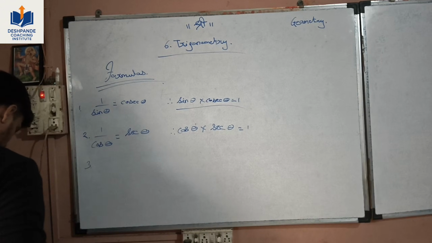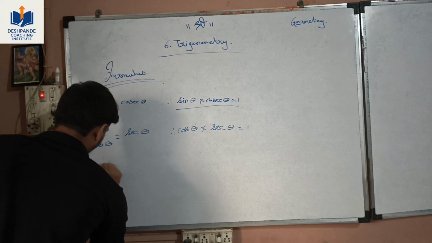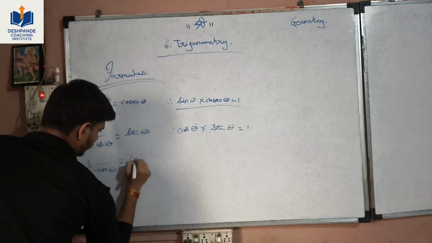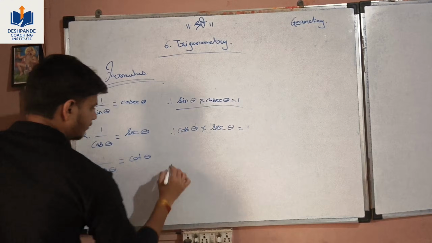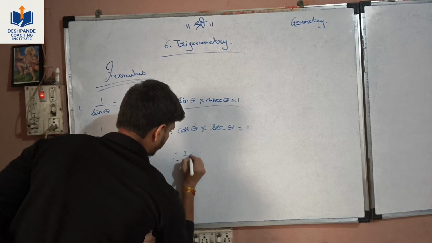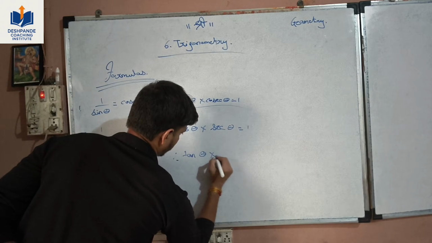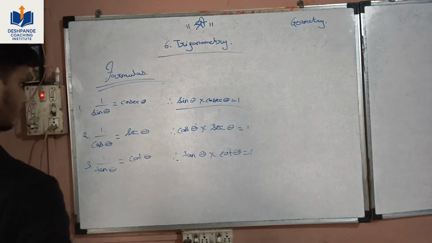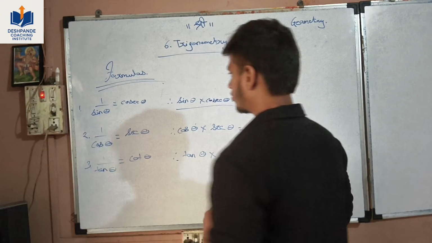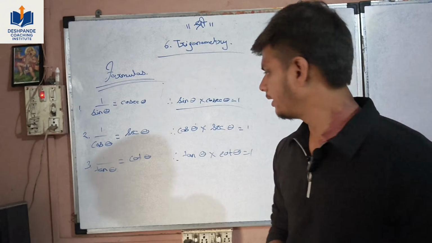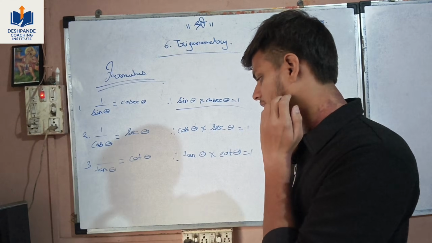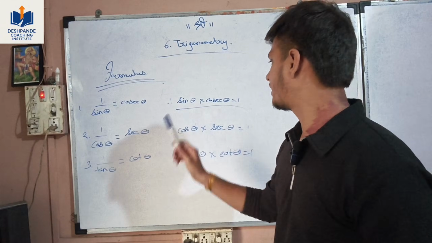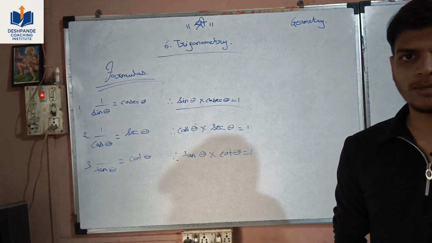The third one is 1 upon tan theta is equal to cot theta. We can write this formula as tan theta into cot theta is equal to 1. So these are the three formulas which have been given in your textbook. In both ways we can write the formulas and solve the problem.